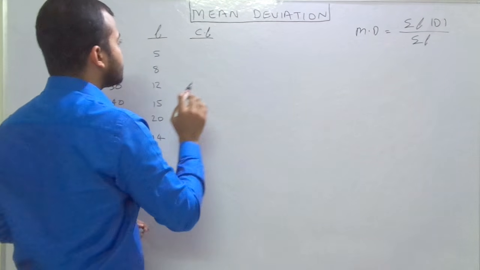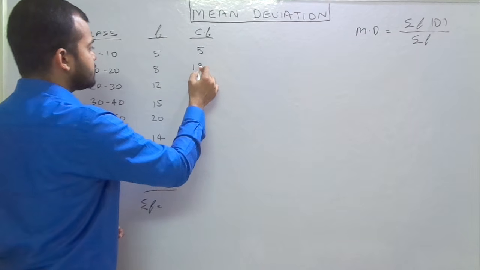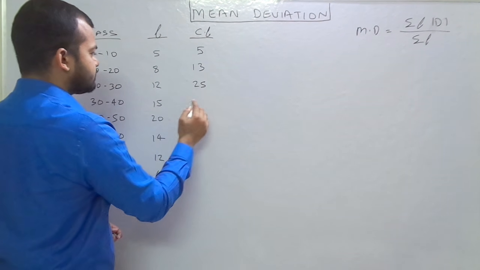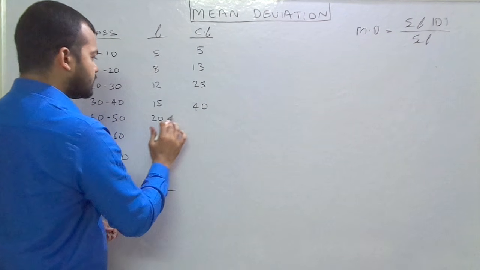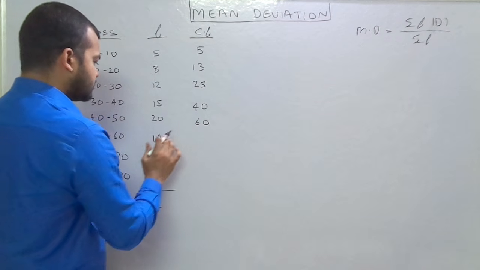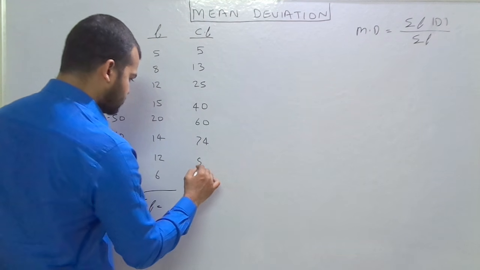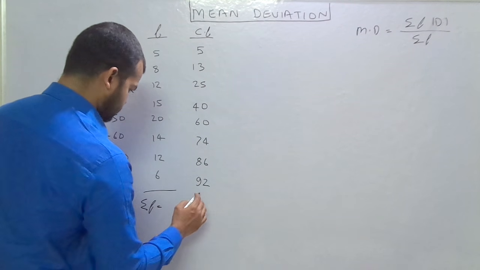So here we are calculating cumulative frequency. It means that is 5. 5 plus 8 is 13. 13 plus 12 is 25. 25 plus 15 is 40. 40 plus 20 is 60. 60 plus 14 is 74. 74 plus 12 is 86. And 86 plus 6 is 92.